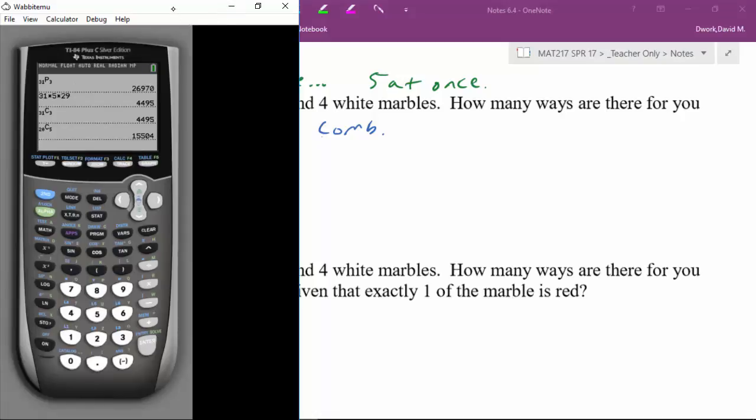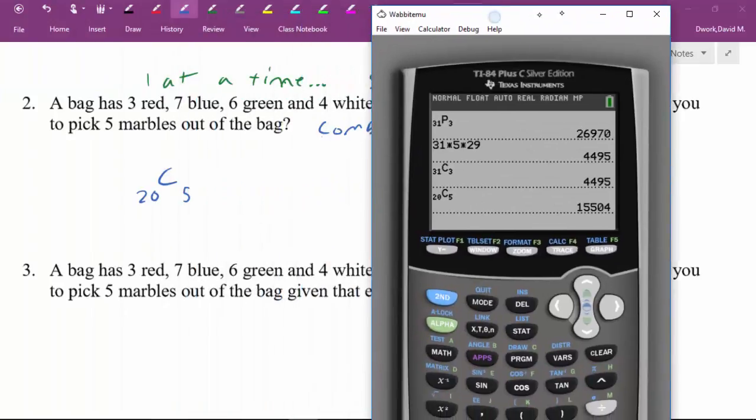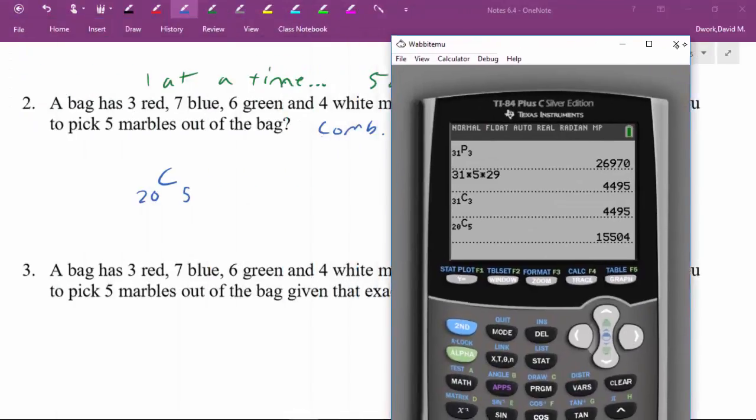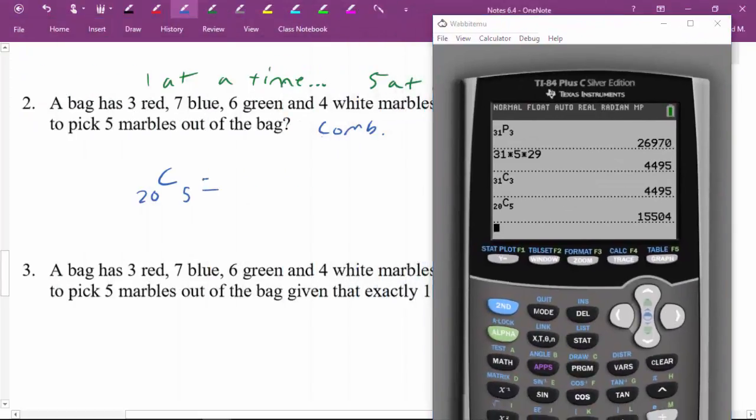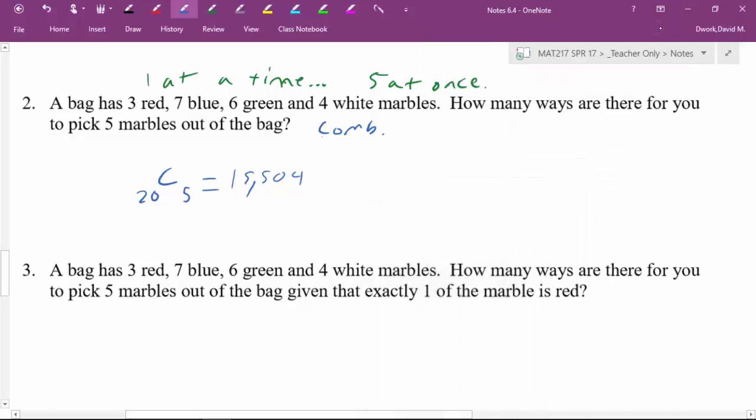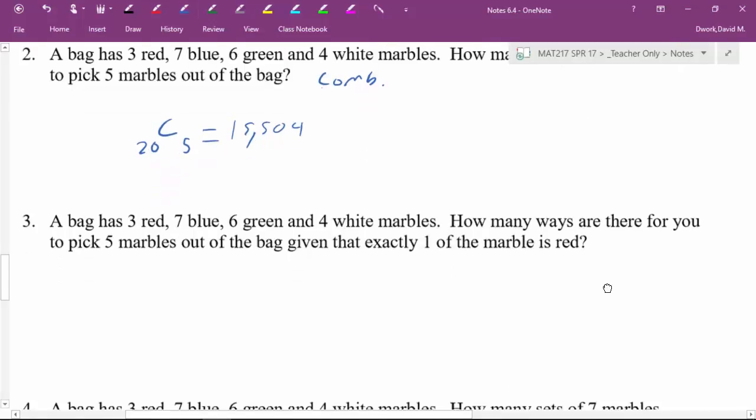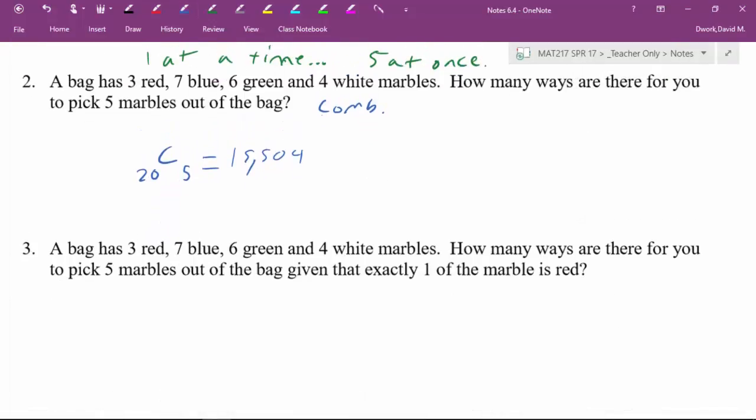So let's see, there's our answer. All right, so this turns out to be 15,504. So that means there are 15,504 different ways of taking 5 marbles out of a bag of 20 marbles. Pretty cool. All right, great. What's the hardest part of this? Just identifying if it's a combination or a permutation, right?